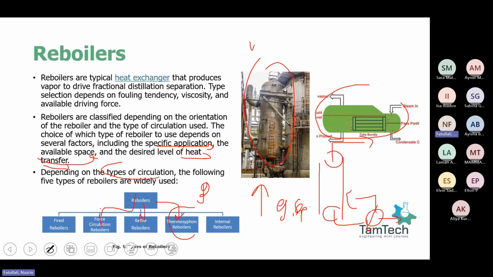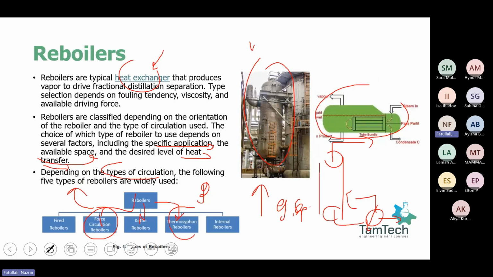But in forced circulation, for example, here you add a pump, and it's used if you have viscous fluid, or heavily fouling fluid that can cause this issue, then natural circulation is not enough. That's why we need a forced circulation reboiler. So again, here we have a link. If you click this word, you will be directed to more about reboilers.